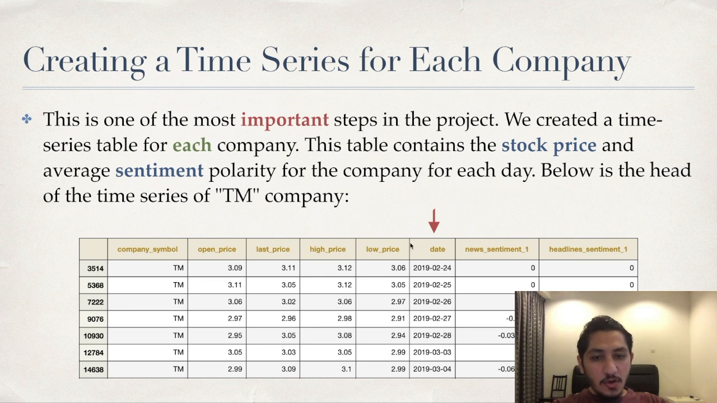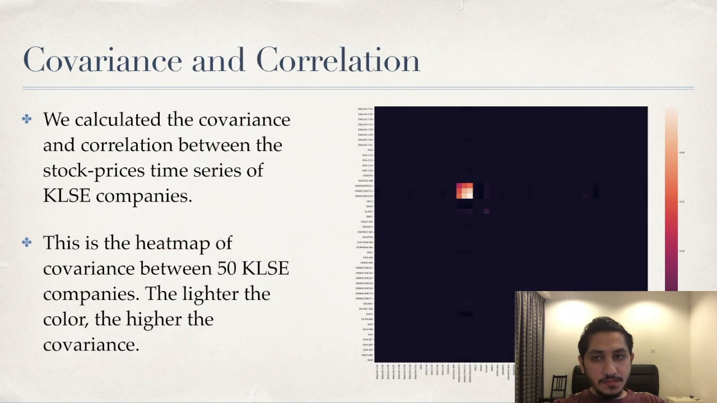Here in the date column, we see that each row represents a different day. For example, here 24th of February, 25 February, 26, 27, and so on. For each day, we have the open price, the last price, the high price, the low price, and the sentiment polarity. That is the average sentiment polarity of the news articles talking about this company on this day. That is the meaning.